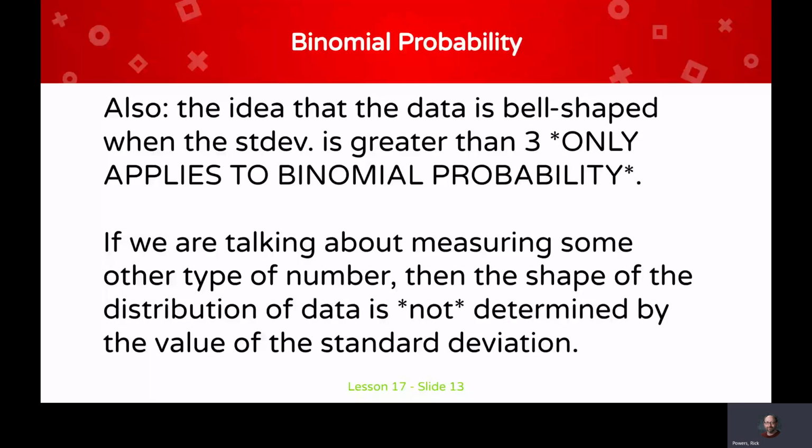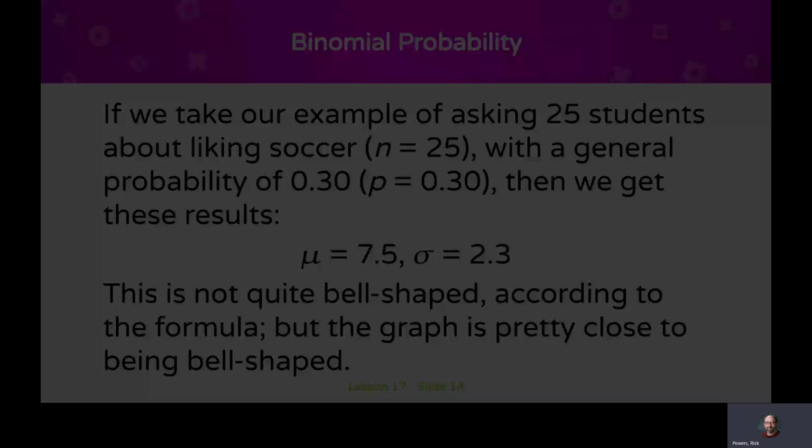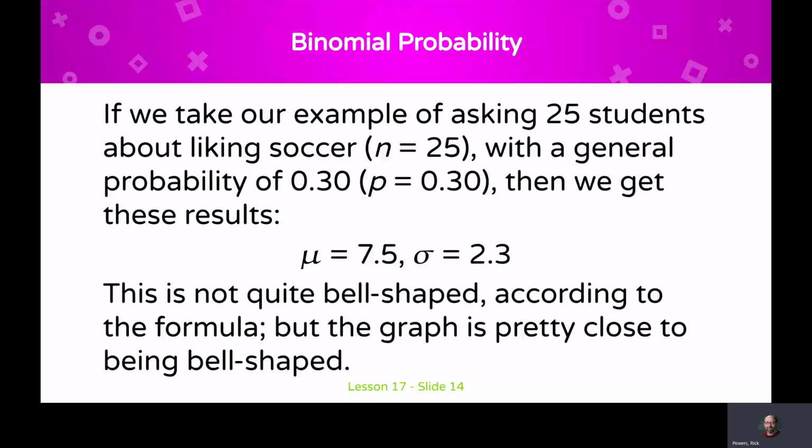If we take our example of asking 25 students about liking soccer, n is equal to 25, with a general probability of 0.30, p equals 0.30, then we get these results. Mu, or the mean, is equal to 7.5. Sigma, the standard deviation, is equal to 2.3. This is not quite bell-shaped according to the formula, but the graph is pretty close to being bell-shaped.